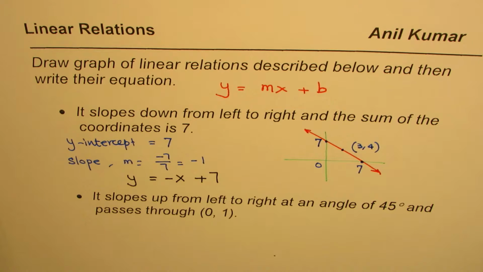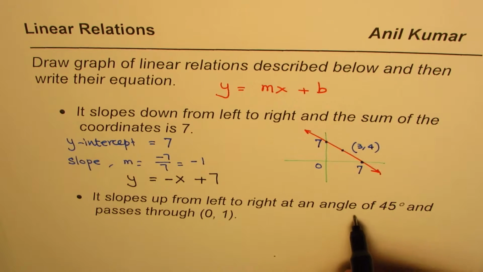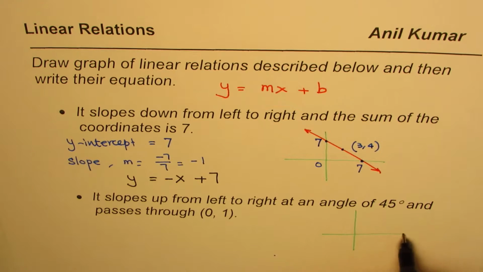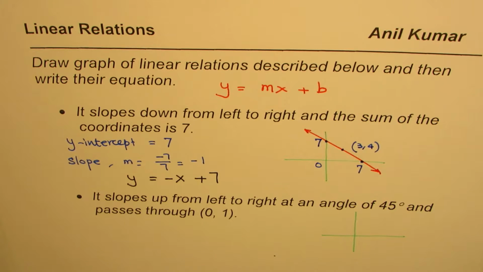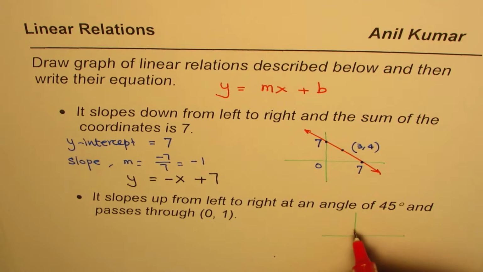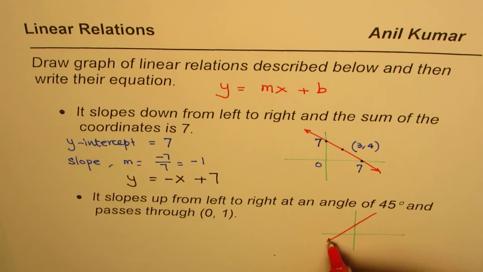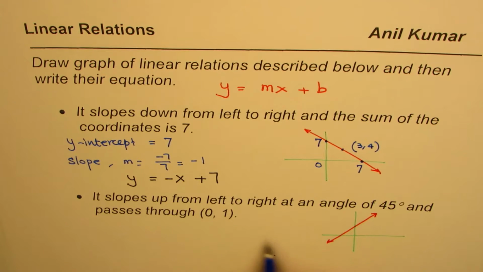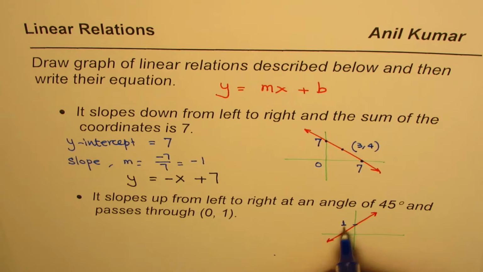It says, it slopes up from left to right at an angle of 45 degrees and passes through 0, 1. So that is to say that 0, 1 is here and the angle is 45 degrees, right? So it's kind of like this. So that's the line for us. It passes through 0, 1. That means the y-intercept is 1.